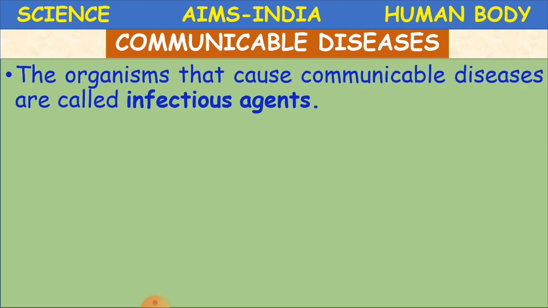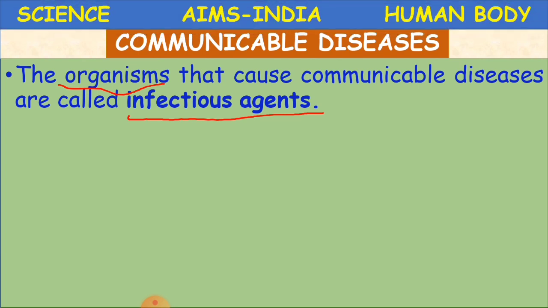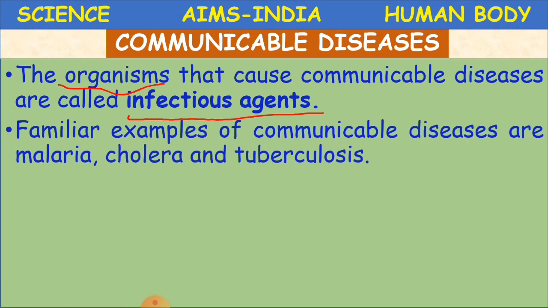Now about communicable diseases again. The organisms that cause communicable diseases are called infectious agents. Like what we said, these communicable diseases are caused by some organisms, and they are called infectious agents. What are they called, children? Infectious agents. And familiar examples of communicable diseases are malaria, cholera, and tuberculosis.